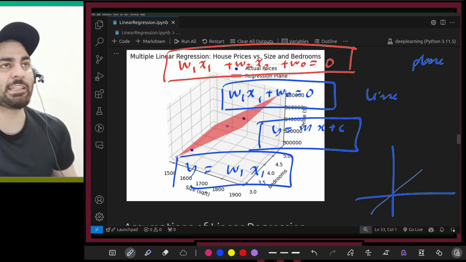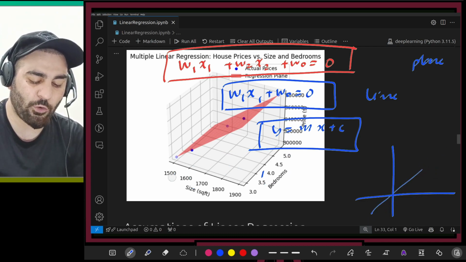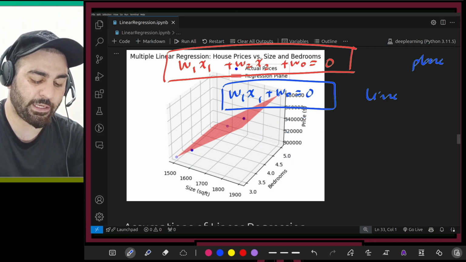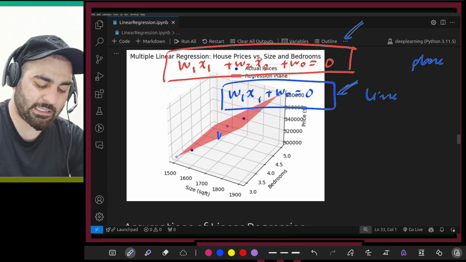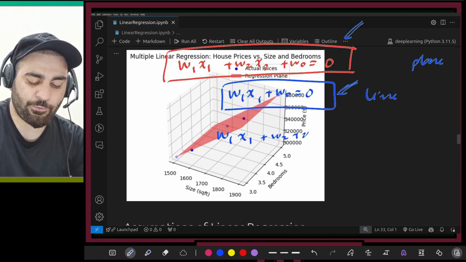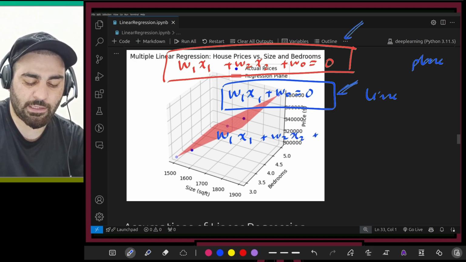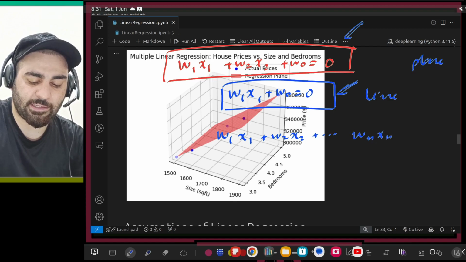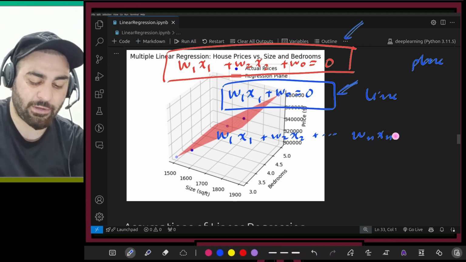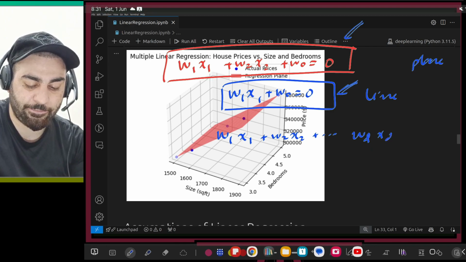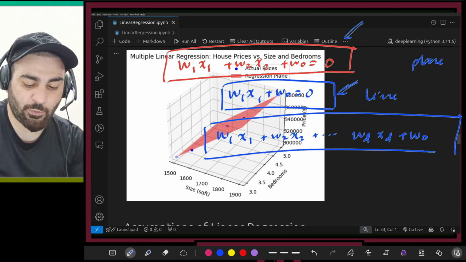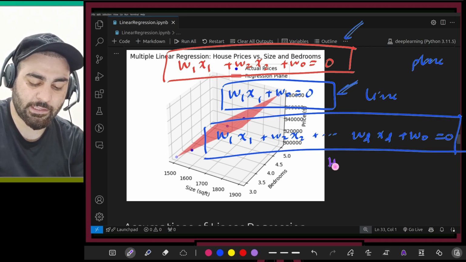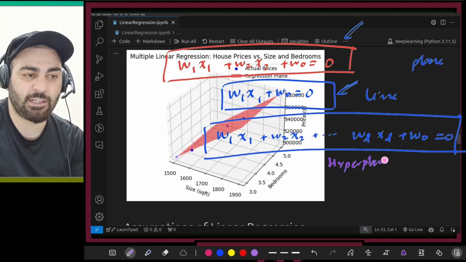We had a detailed discussion on this in the initial lecture of linear algebra, so I hope this is clear by now. This represents a plane, this represents a line. If I write something like w1 x1 plus w2 x2 and so on till wd xd, suppose we are now in d dimensions, plus w0, then this will be a hyperplane. This is the equation of a hyperplane. We cannot imagine it.